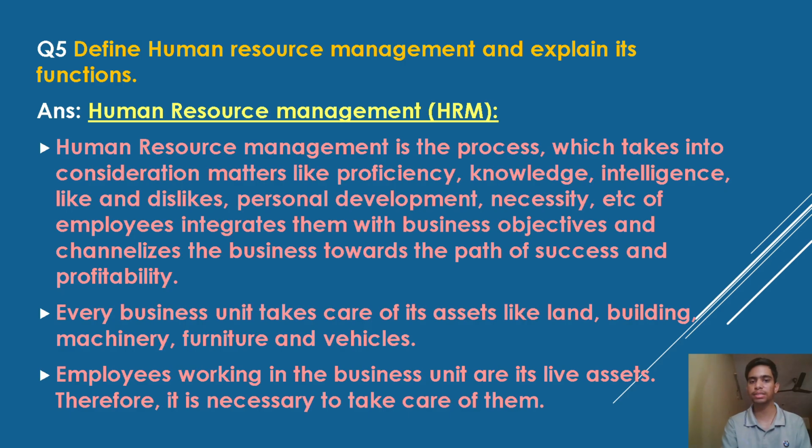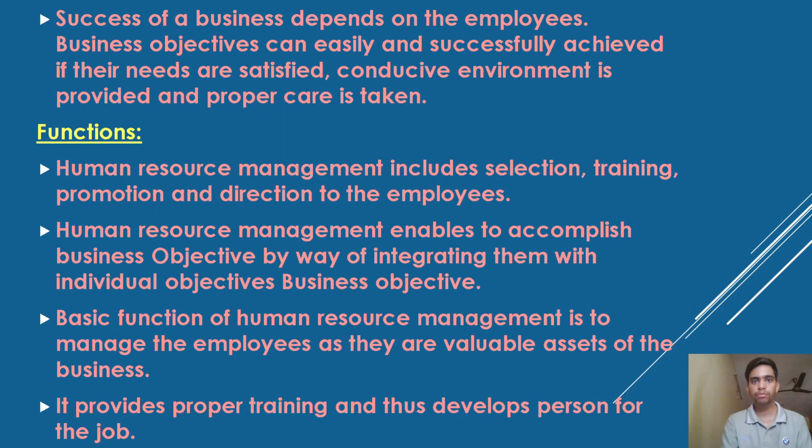Every business unit takes care of its assets like land, business machinery, furniture, and vehicles. Employees working in the business unit are its live assets, therefore it is necessary to take care of them. Success of business depends on employees. Business objectives can easily and successfully be achieved if their needs are satisfied, conducive environment is provided, and proper care is taken. Functions. Human resource management includes selection, training, promotion, and direction of the employees.